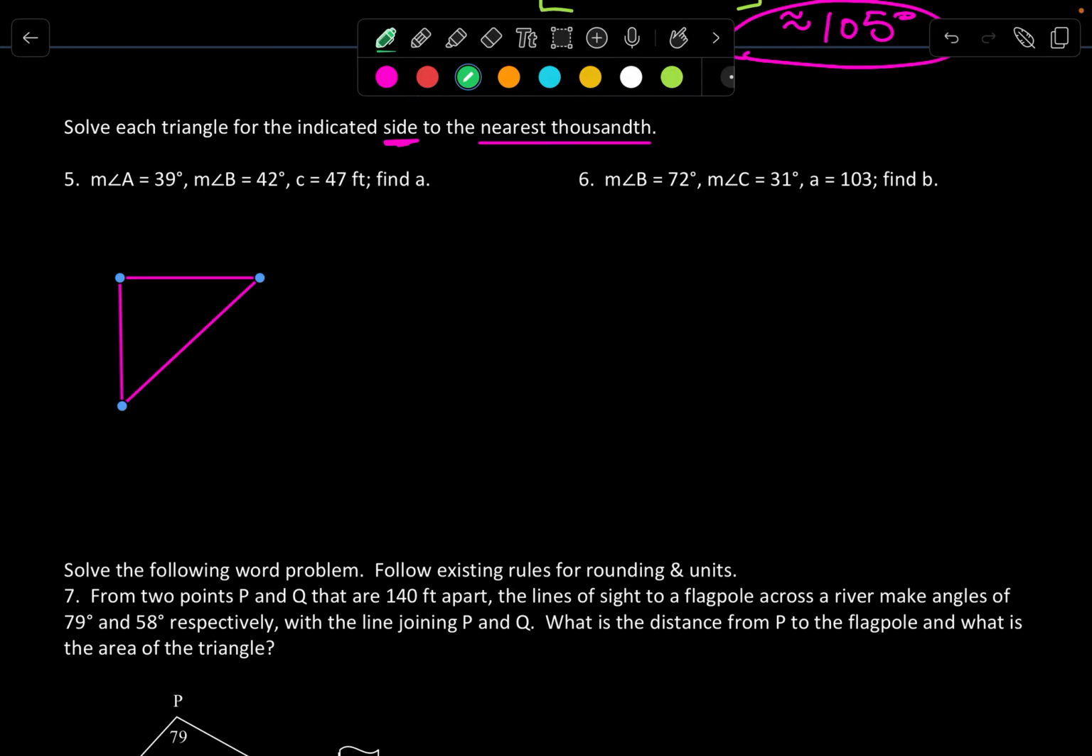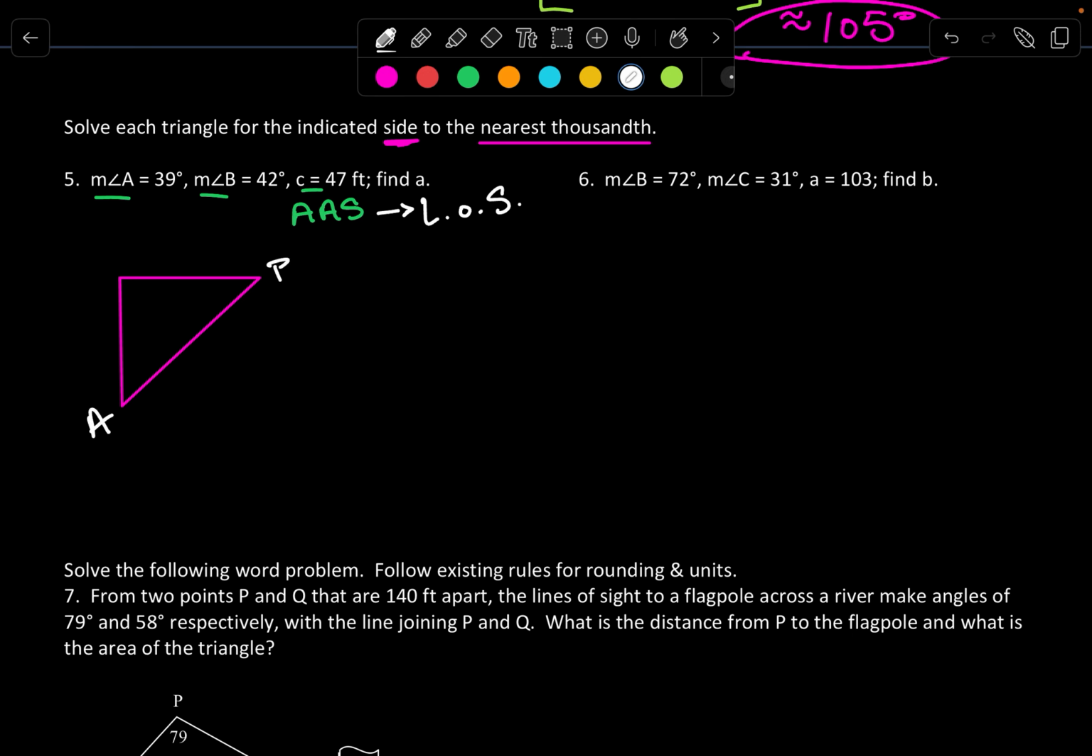We can label it. You can see we've got angle, angle, side. That should already be a little clue right there. When you see angle, angle, side, if you recall from question number 1, this is going to be the law of sines. We're going to use the law of sines here. And so if it helps, you can go ahead and sketch this out.